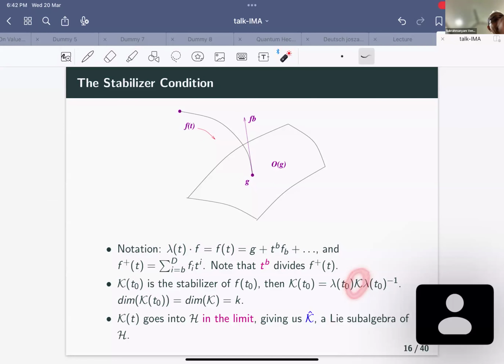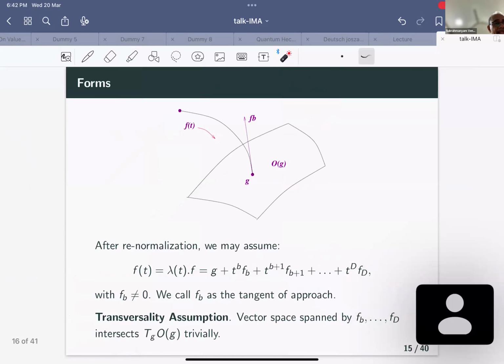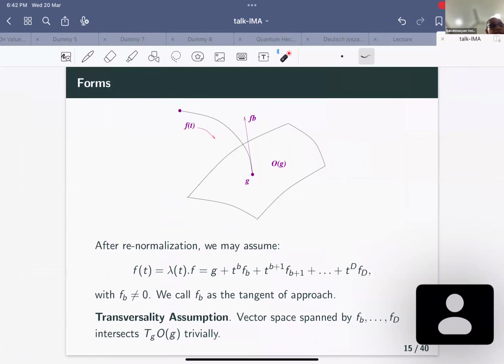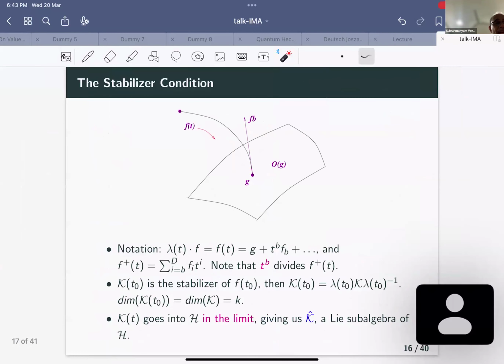So I call K the stabilizer of F and H the stabilizer of G. K is the stabilizer of F, so K is K of F. And H is the stabilizer of G. The stabilizer of G is H, the stabilizer of F is K. So please keep those two notations in mind.